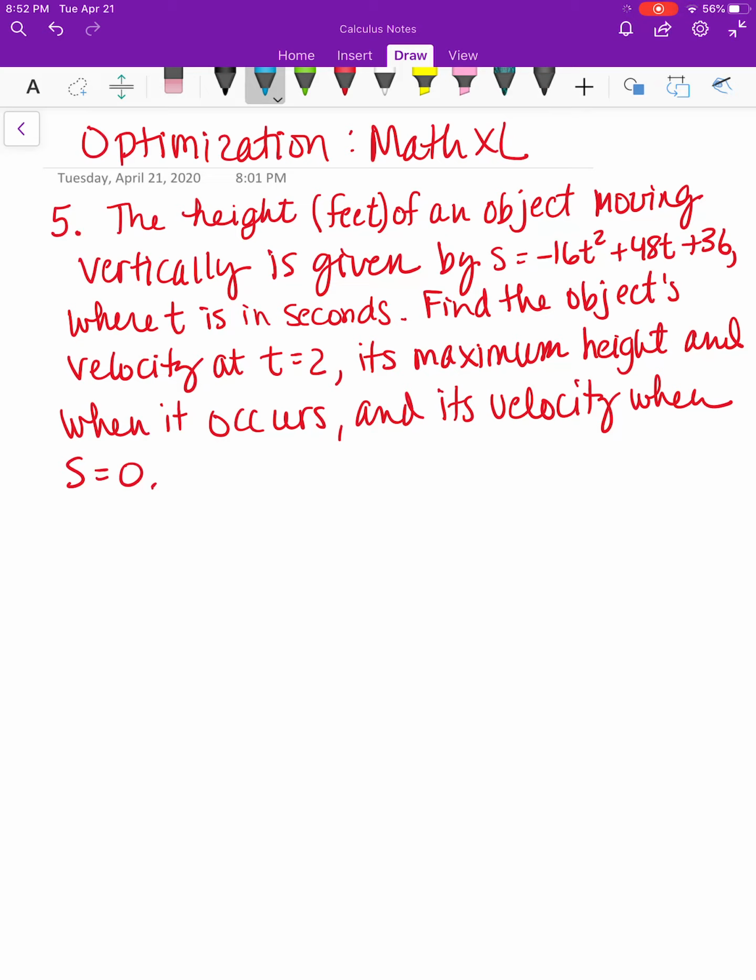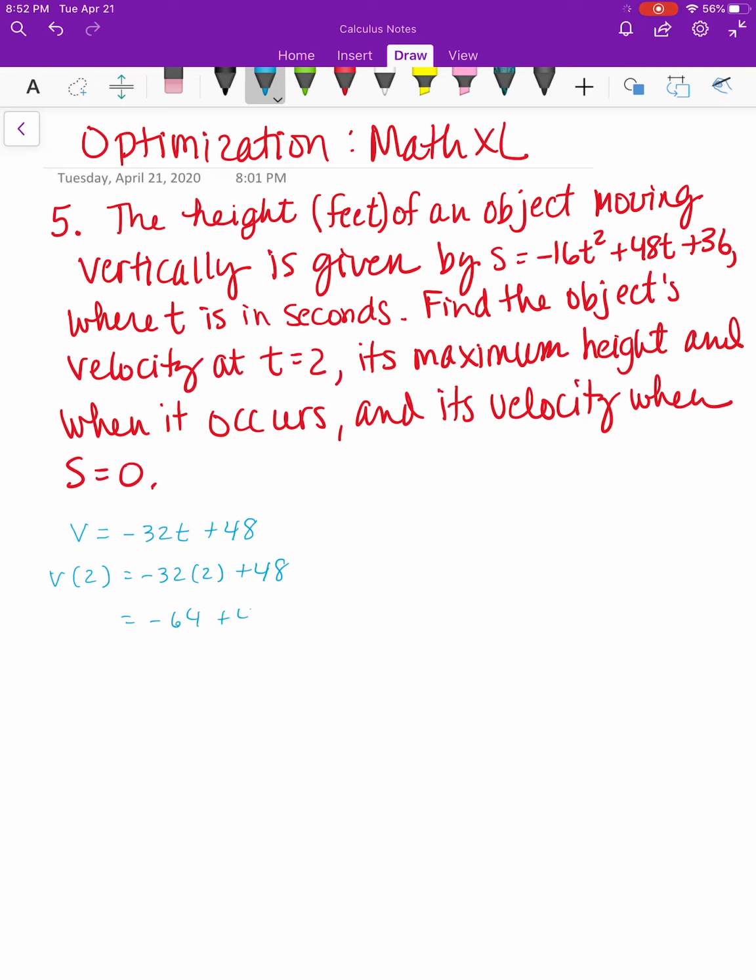Number 5, the first thing it says, the height, which is in feet, of an object moving vertically is given by s equals negative 16t squared plus 48t plus 36, where t is in seconds. Find the object's velocity at t equals 2, its maximum height and when it occurs, and its velocity when s equals 0. So the first thing they're asking for is the velocity of the object at t equals 2 seconds.